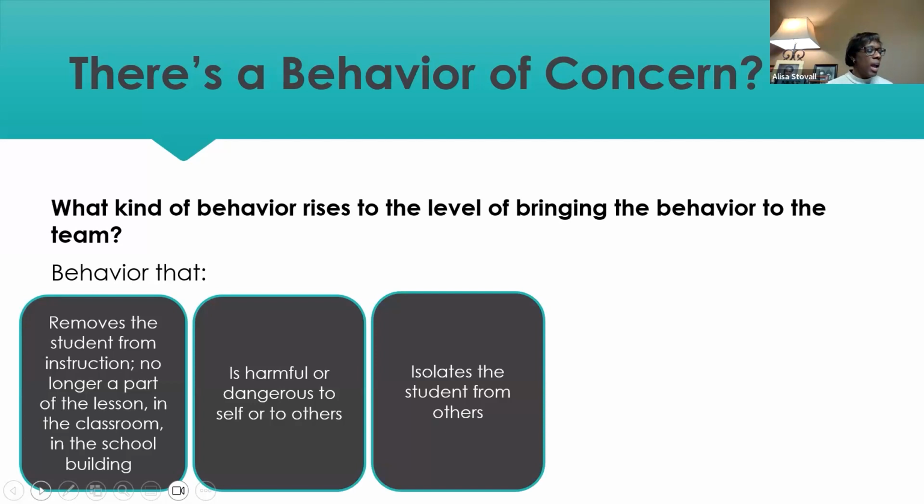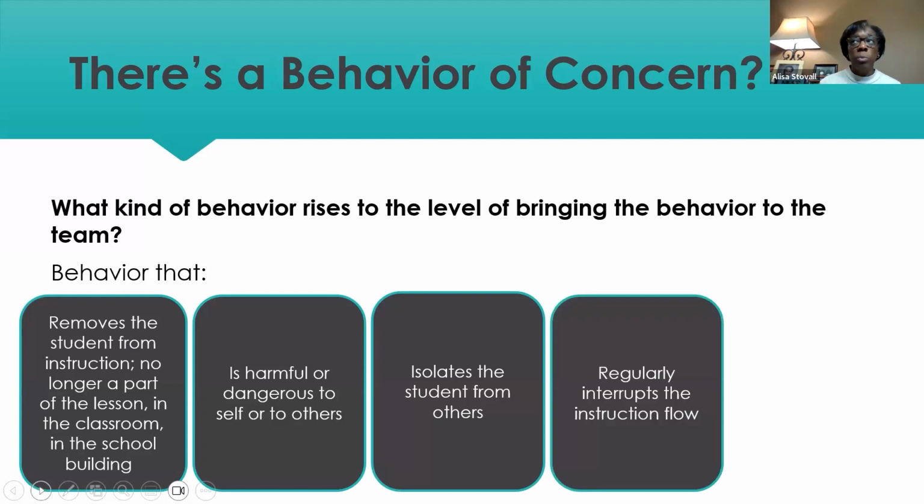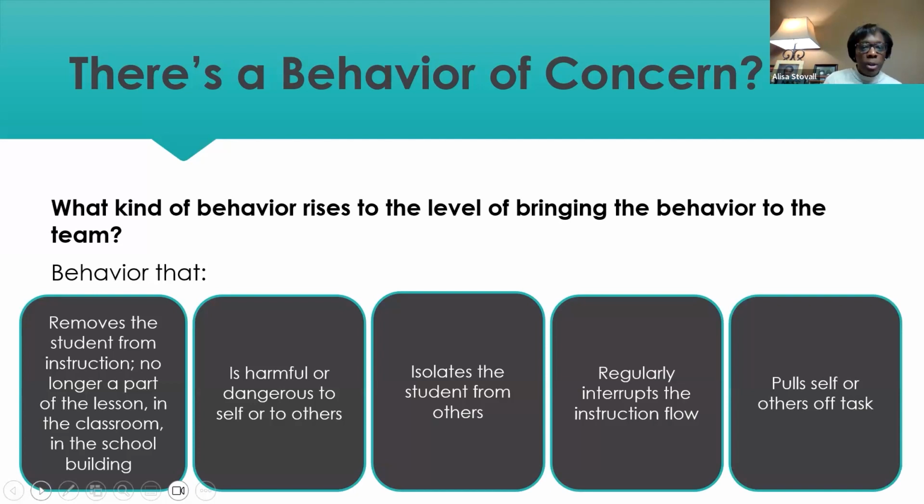But we also want to think about behaviors that isolate the student from others. That can be an indicator that we need to provide some supports and teach some skills for a student. And then there are things that regularly interrupt your instructional flow. When you're in class, if it's a start, stop, that's impacting the student and also many others, and that could rise to the level of bringing the behavior to a team. And then the last one is more of an internal piece. If students are pulling themselves off task, they get lost in thought, or they're upset about something and they're not able to calm and be in the classroom, that part of taking yourself away from instruction is equally important, as well as moving others away from the task at hand.